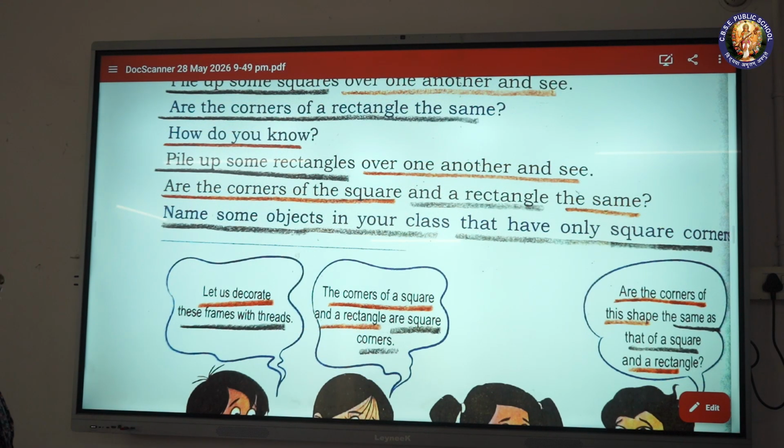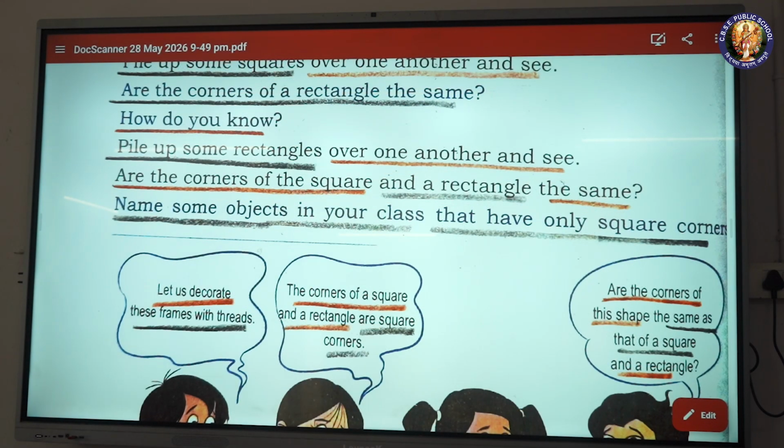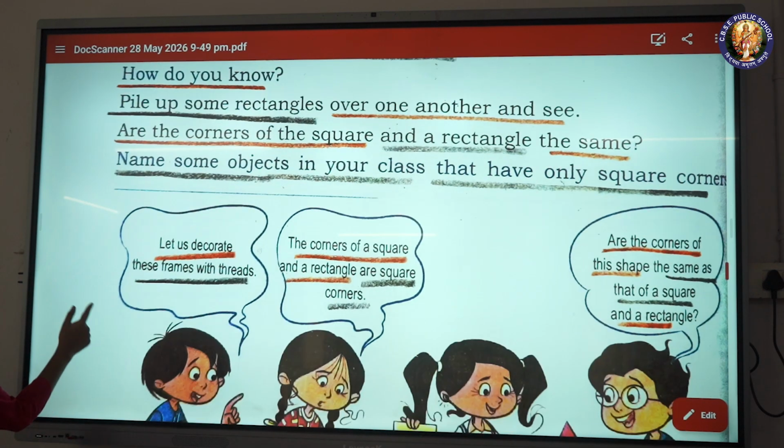Let us decorate these frames with threads. The corners of the square and the rectangle are square corners. Are the corners of the shape the same as that of a square and a rectangle?